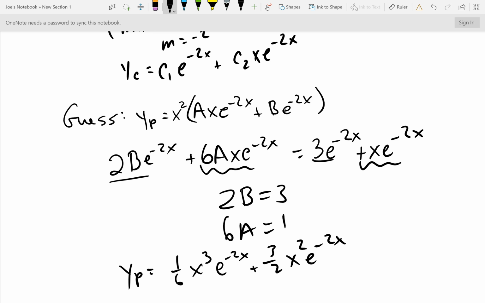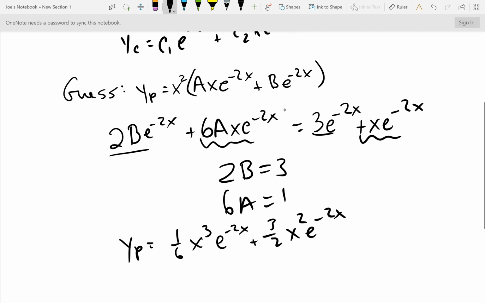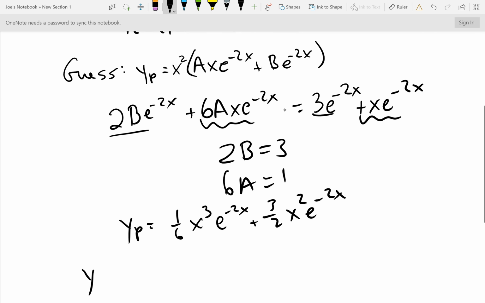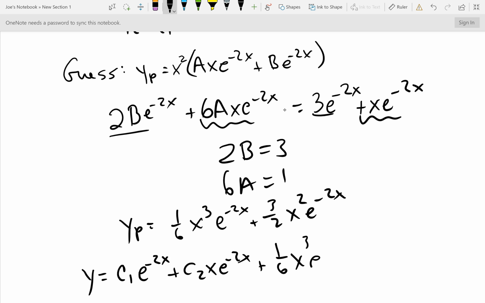Now that we have our y sub p, we can write our general solution because we also have our y sub c from above. So our general solution y will be c1 e to the negative 2x plus c2 x e to the negative 2x plus 1/6 x cubed e to the negative 2x plus 3/2 x squared e to the negative 2x.